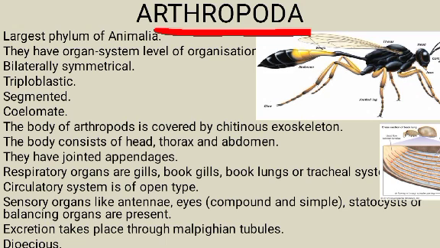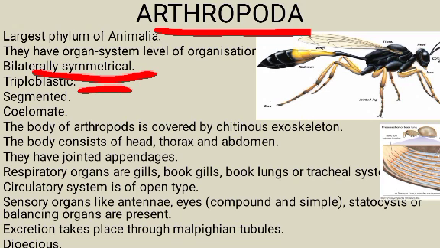Okay, then they have organ system level of organization. They are bilaterally symmetrical organisms, in which we can get two equal halves in only one plane. Then they are triploblastic, that means they have three embryonic layers: ectoderm, endoderm and mesoderm. Their body is segmented externally and internally, divided into many segments. They are coelomate, that is, a true body cavity is present.